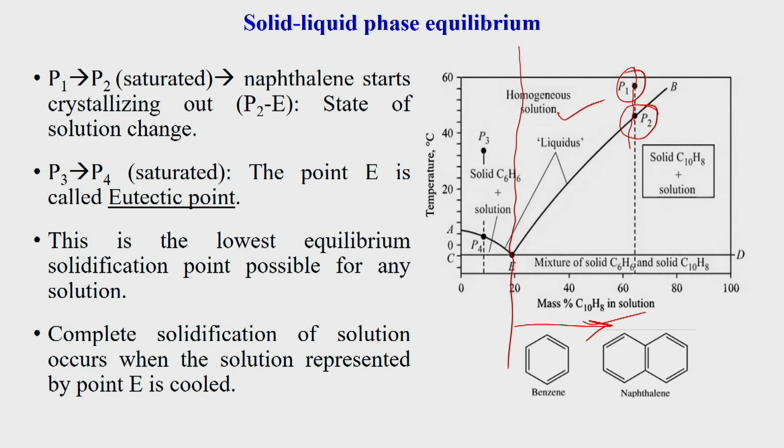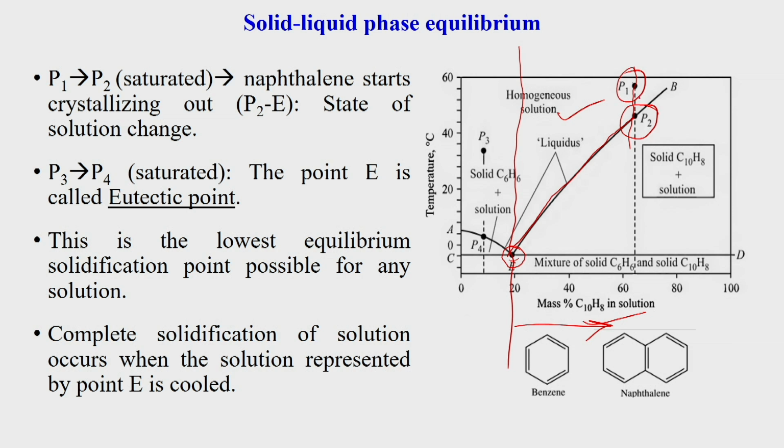If we decrease the temperature further, it will follow this route. As the temperature decreases, the naphthalene composition of the mixture decreases, meaning the excess naphthalene comes out as crystals. It will reach point E at around minus 5 degrees Celsius, where there is 20% naphthalene and 80% benzene. If it was 65% naphthalene in the beginning and now it is only 20%, the rest has separated as crystals.